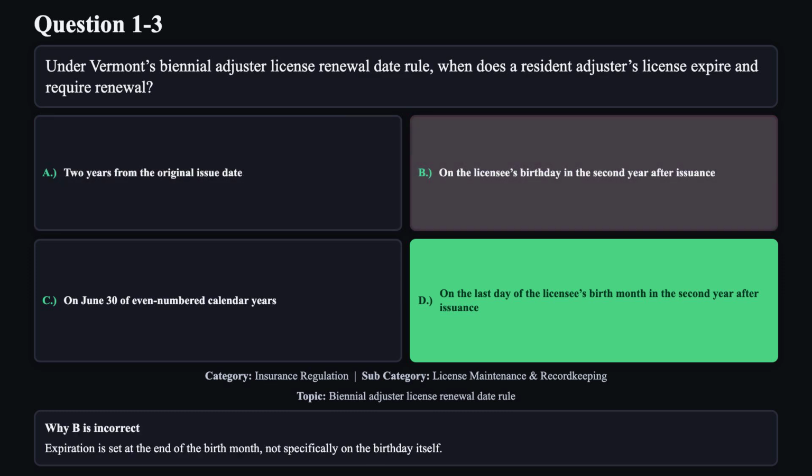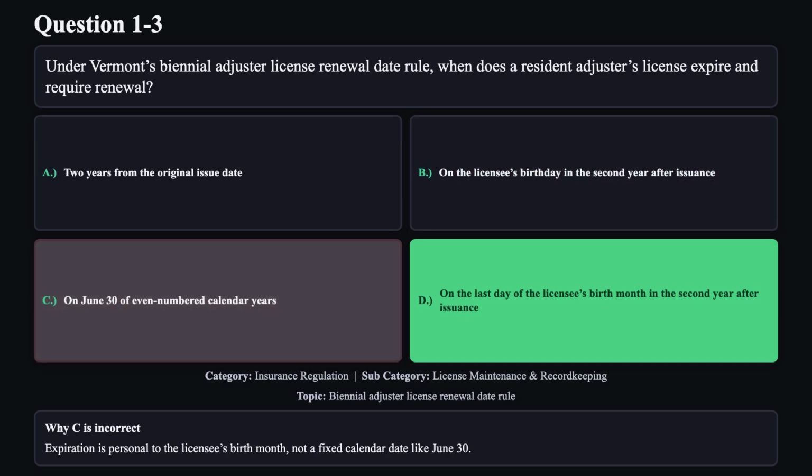Reason B is not correct. Expiration is set at the end of the birth month, not specifically on the birthday itself. Reason C is not correct. Expiration is personal to the licensee's birth month, not a fixed calendar date like June 30th.